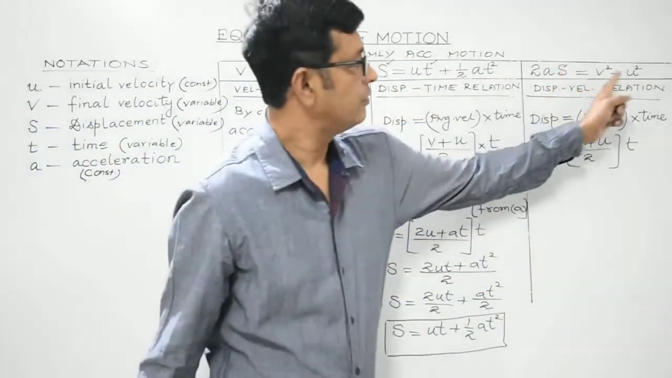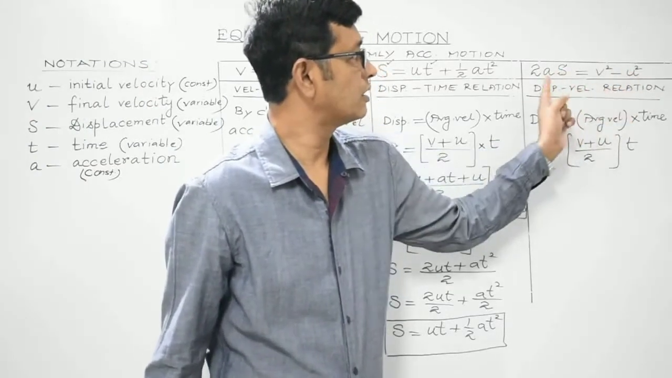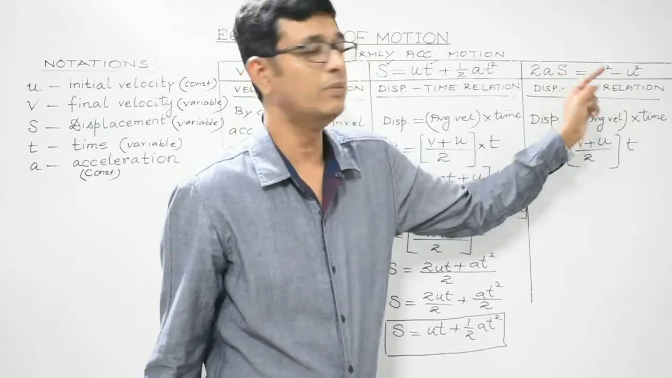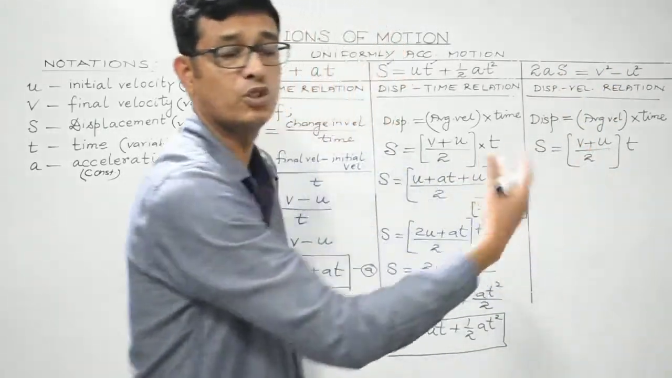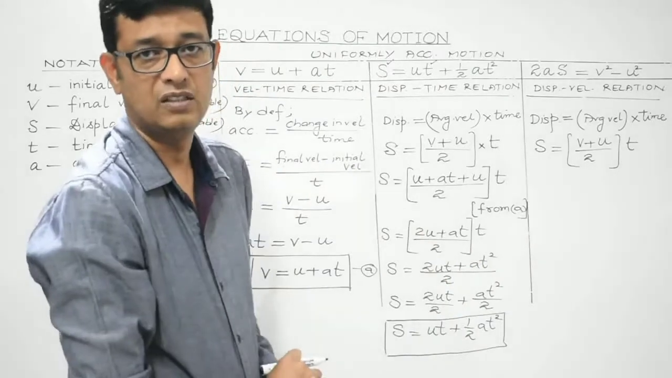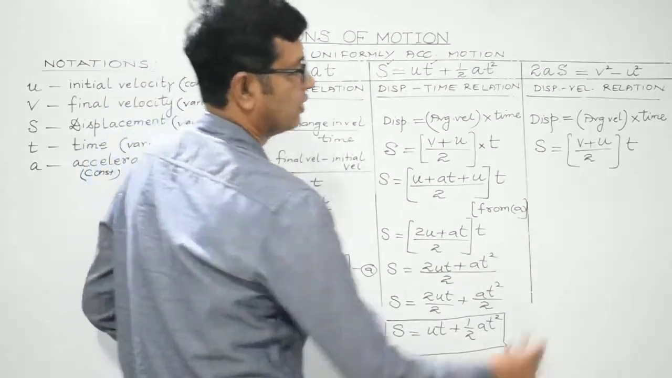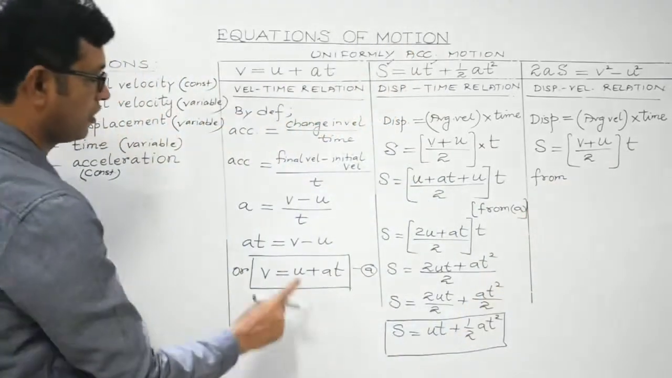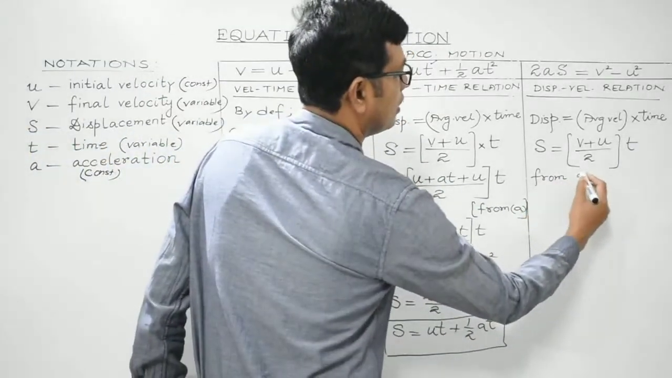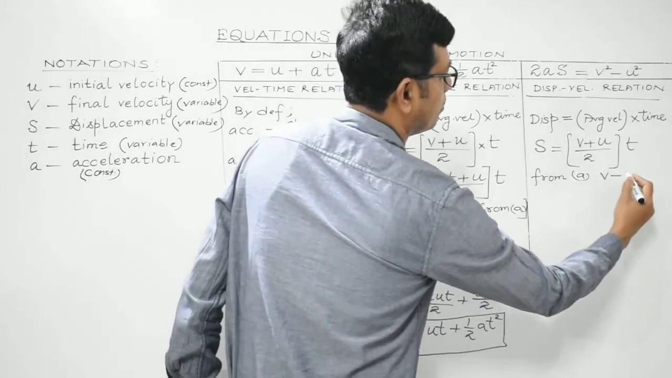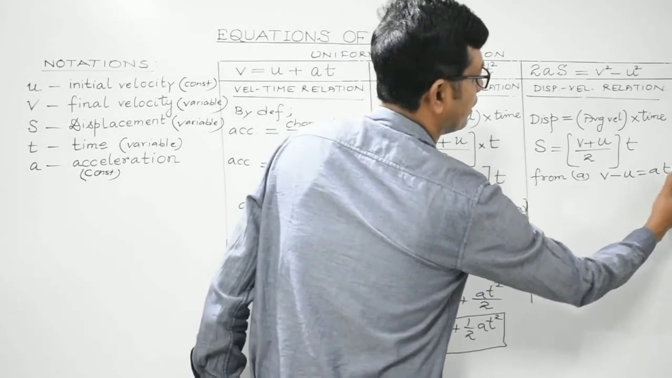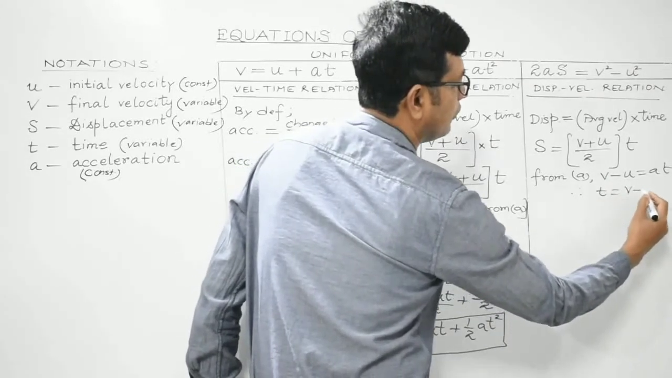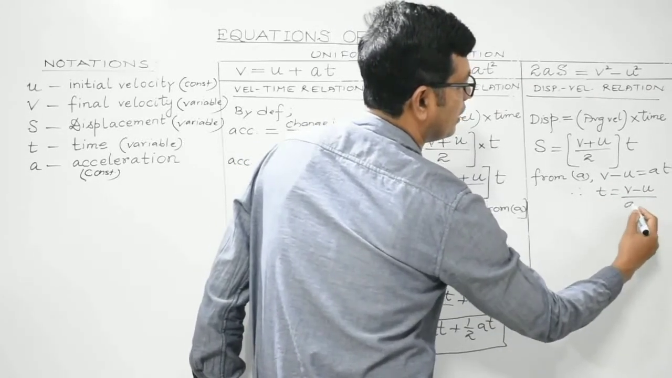Now look, we are supposed to get a relationship between u, v and s. So t needs to get eliminated. Here t is to be substituted in terms of v, right? So what to do is, from this equation, v equals u plus at, so v minus u is equal to at, isn't it? So t can be written as (v minus u) divided by a.